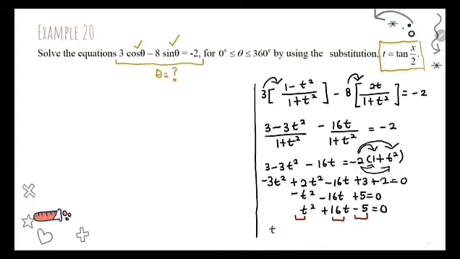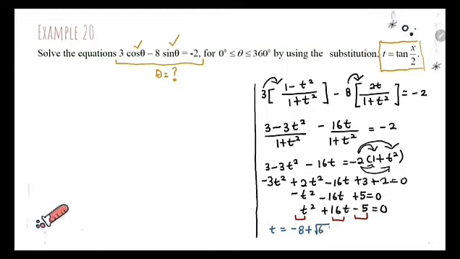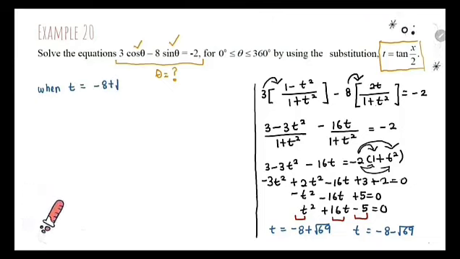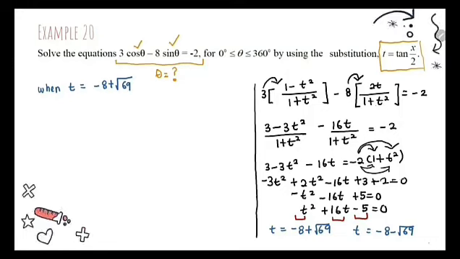One value of t is -8 plus square root of 69, and the second value of t is -8 minus square root of 69. Now we're going to start with t when t is -8 plus square root of 69. Okay, now we are going to find the solution.